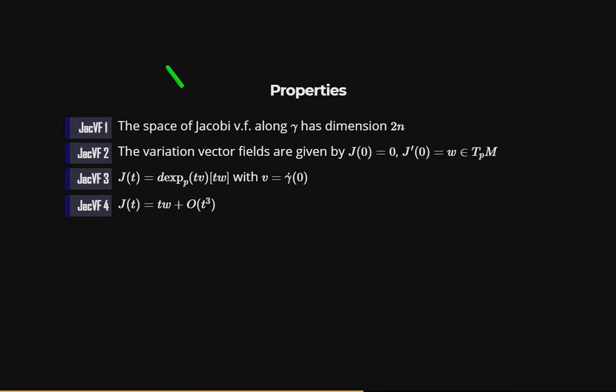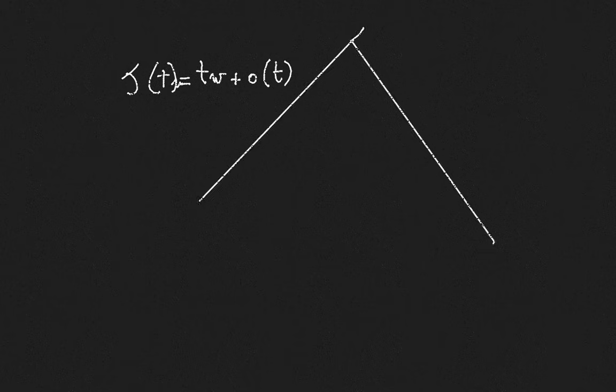A consequence of this is that we can write down the Taylor expansion of J of t, because t is just a real variable, which will be TW plus a term which is at least cubic in t. Why? Well, because, okay, well, this part is obvious. I mean, this is just from the initial conditions, no?